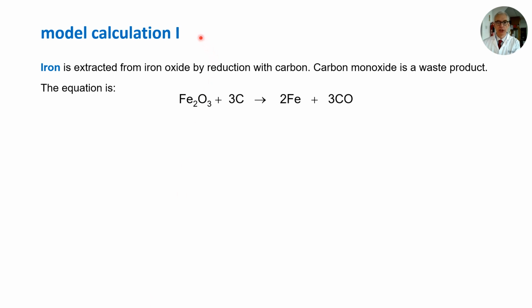So let's do a model. We need to identify the desired product. In this case it is iron, which is extracted from iron oxide by a reduction with carbon. The co-product is carbon monoxide. That is a waste product. It's released into the environment. The balanced chemical equation is shown below.